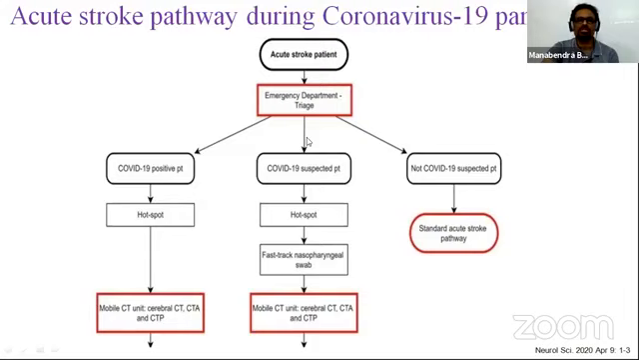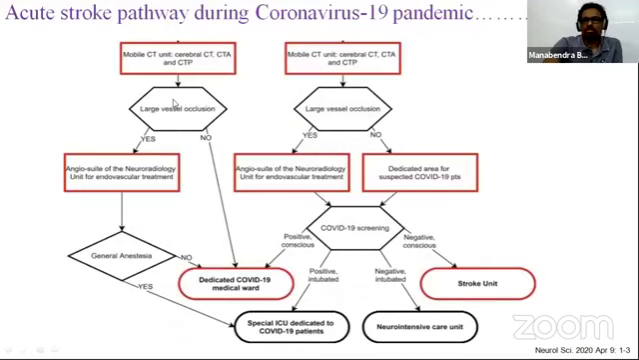Whenever we deal with acute stroke patients, emergency department triage is very important. Triage isolates three groups of patients. If the patient is not suspected, they go to the standard acute stroke pathway care. If the patient is suspected, and also if COVID-19 positive, then in those two cases they go to the hotspot, which has a secure angio suite and CT machine. From there, if a large vessel occlusion is found in the angiogram, then it goes to mechanical thrombectomy or something like that. If the patient needs general anesthesia, they go directly to the special dedicated ICU unit. If general anesthesia is not necessary, the patient can be treated in the dedicated COVID-19 medical ward.